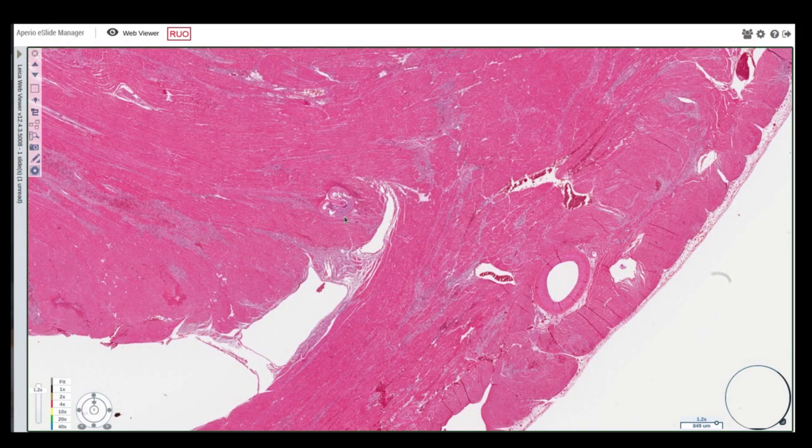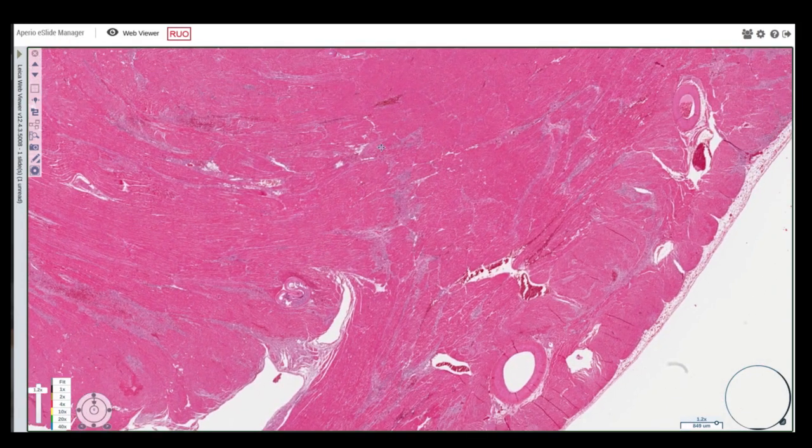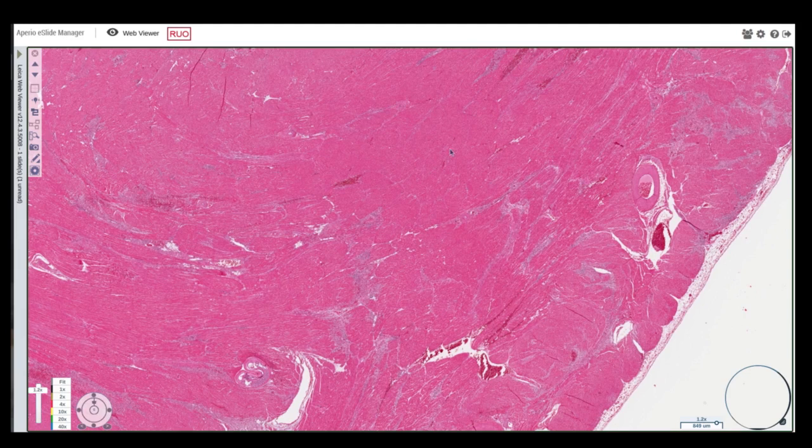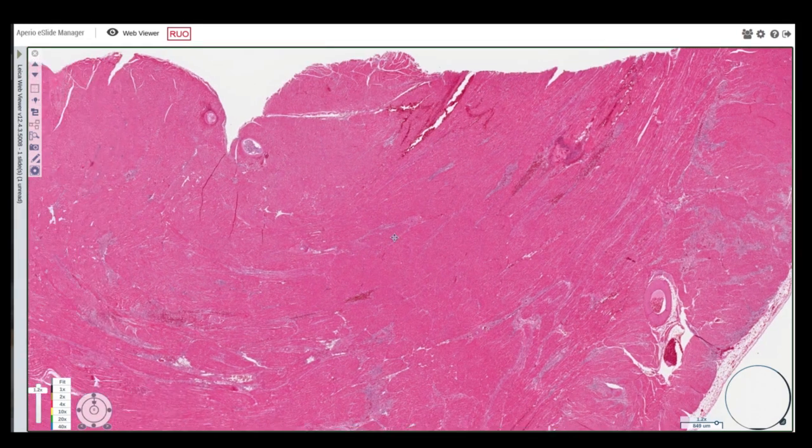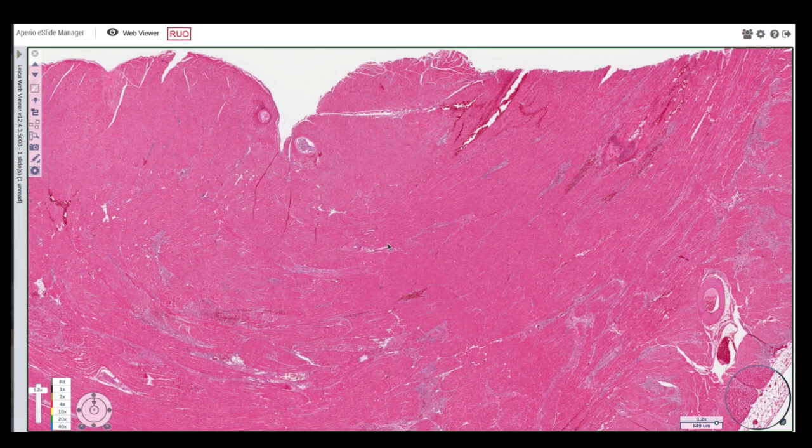So I hope that was an interesting look at some heart muscle from a swan, where the answer wasn't immediately obvious, or there was a distraction in the slide.